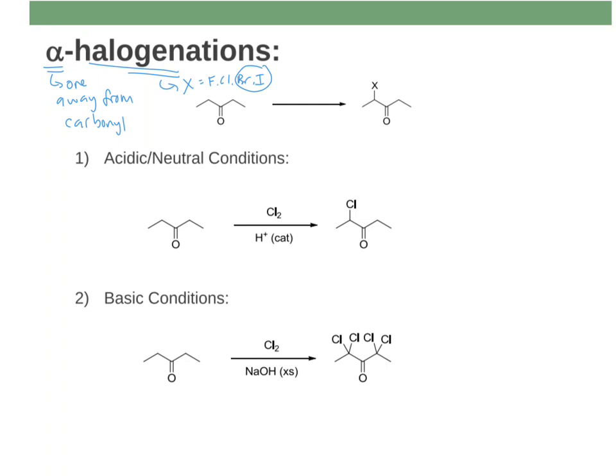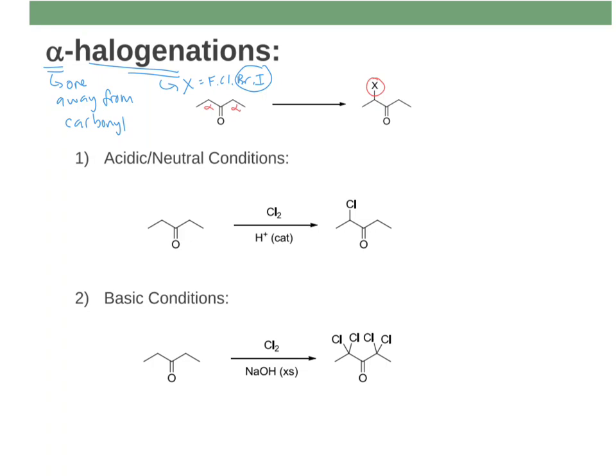But regardless, the point is that in that alpha position, you're going to replace one or more hydrogens with the halogen that you were looking for, right? So now you've got more functionality. You can do eliminations and substitutions and things at that point. So let's take a look at the acidic conditions first real quick, just an overview.